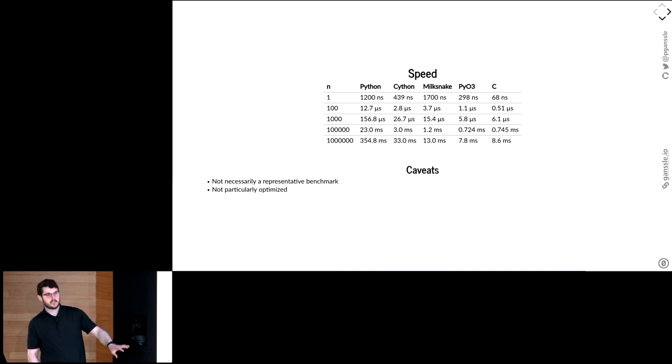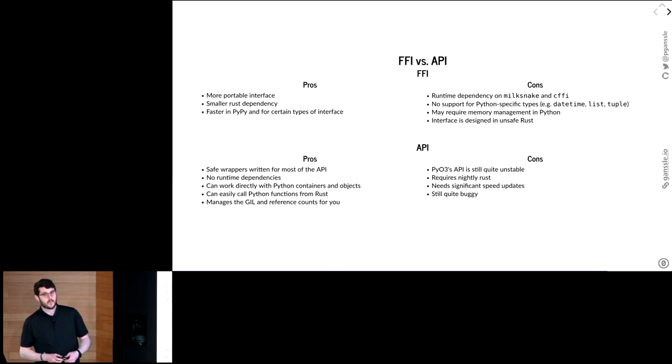So take that with a grain of salt. I would definitely say all of these will give you some speed boost. I have found that the Rust stuff that I just naively churn out turns out a little bit faster than the Cython stuff that I've written. But if you do decide to use Rust, should you use this FFI or the API? Well, the pros and cons here are if you're using FFI, you get that portable interface we talked about. It also has a smaller Rust dependency. PyO3 brings in all these bindings and stuff to the C API.